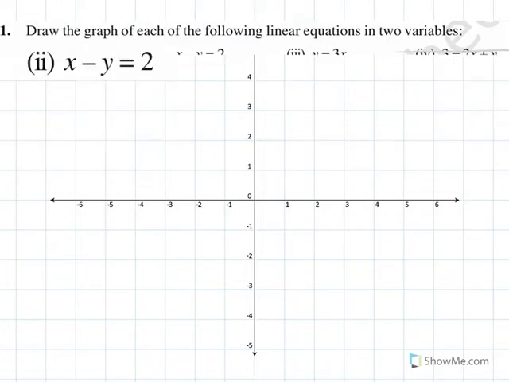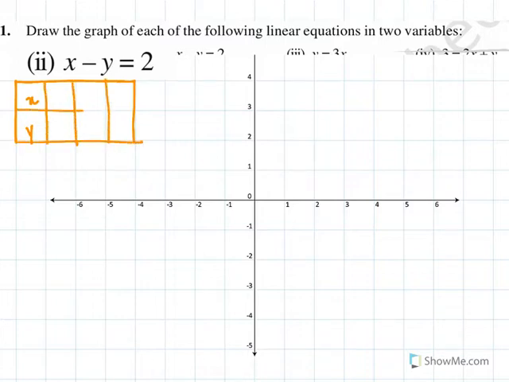Now we'll draw the graph of x minus y equal to 2. So let's take our points. We make our table here, x, y. We need to draw at least 3 points. So you take this table and you find the solutions.